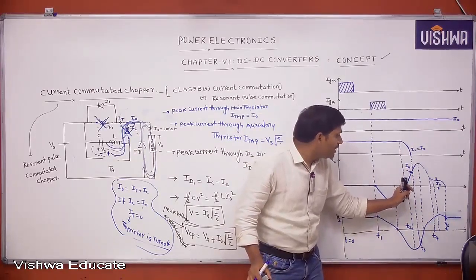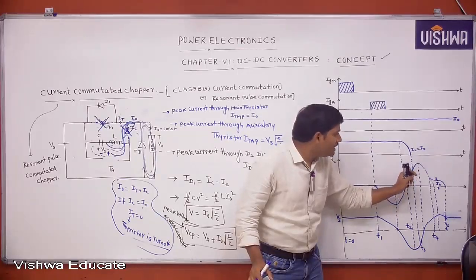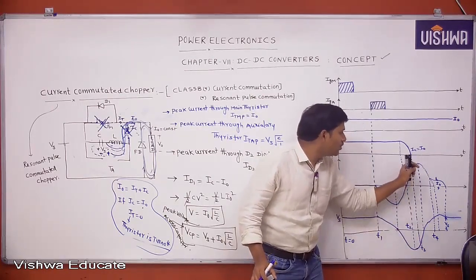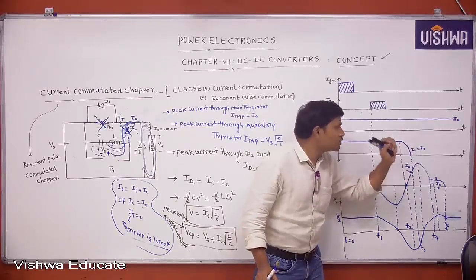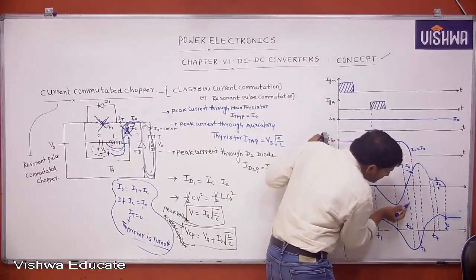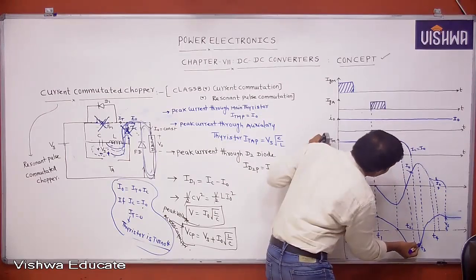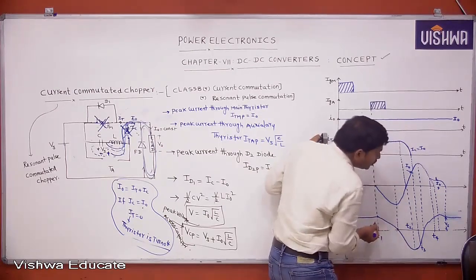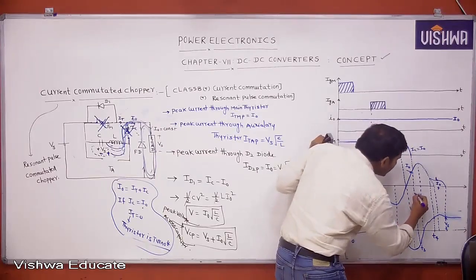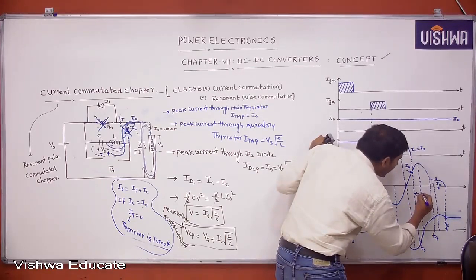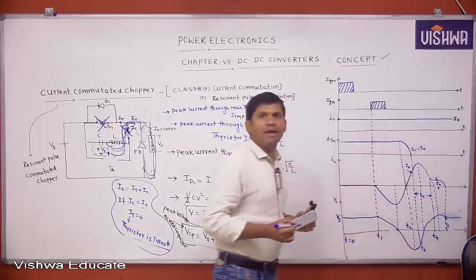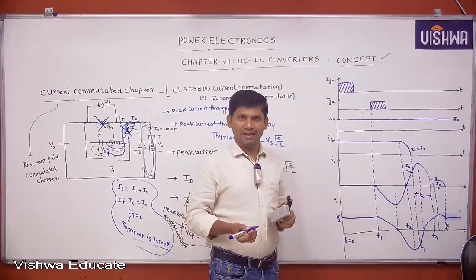During this minus Vs to plus Vs, whenever IC equals I0, the main thyristor current falls to 0. From the instant the main thyristor current falls to 0 up to some time, t4, this time is generally taken as the circuit turn off time, because during that time a reverse voltage is applied across the SCR, the main thyristor.